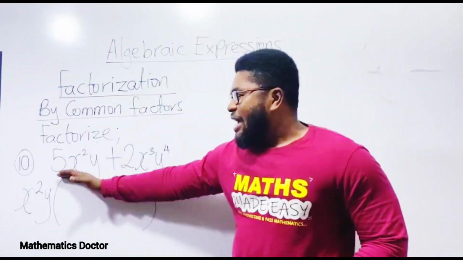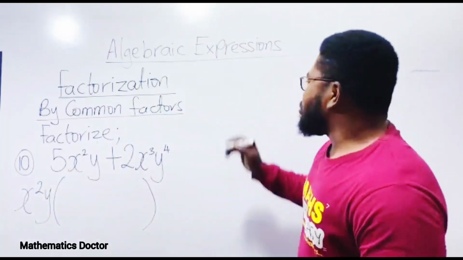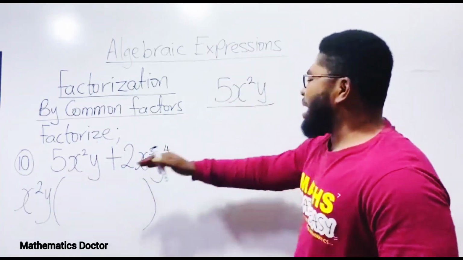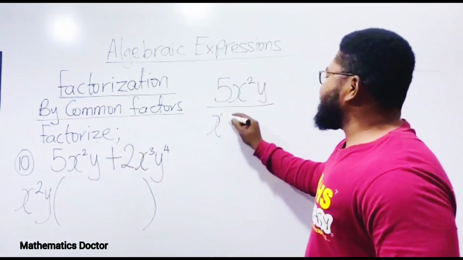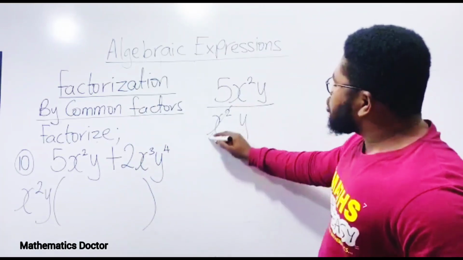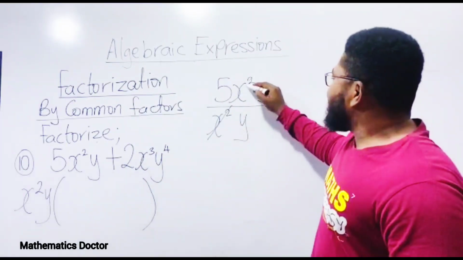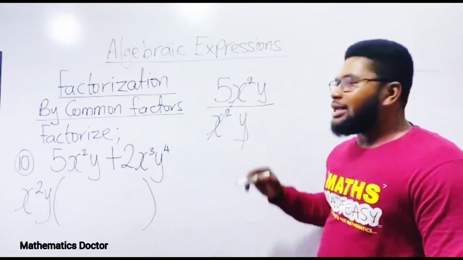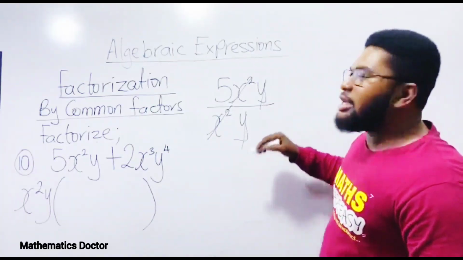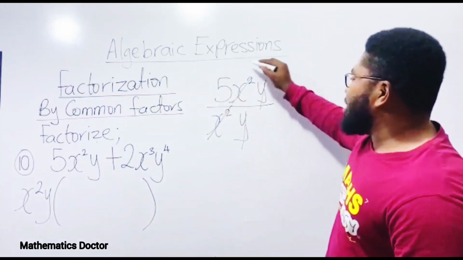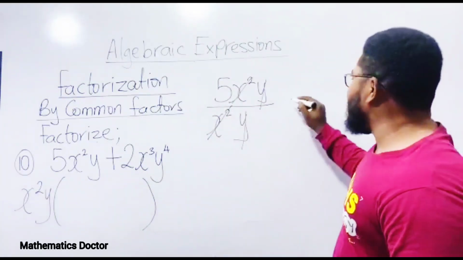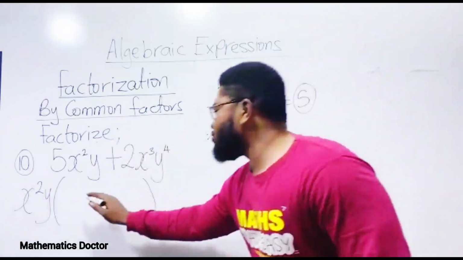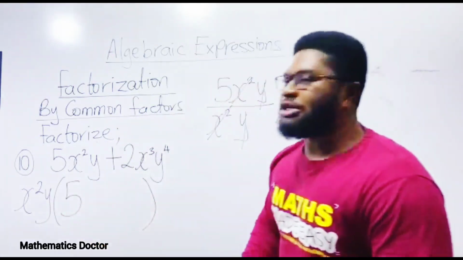If you take the first term, we will divide it by the common factor. So the first term is 5x squared y divided by the common factor, which is x squared y. Now x squared into itself is 1. And x squared into x squared is still 1. Y into itself is 1. And then y into itself again is 1. So if you check the cancellation here, we have 5 remaining. So the answer for this particular division will be 5. We transfer the 5 to the question.